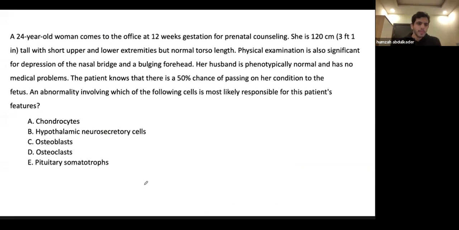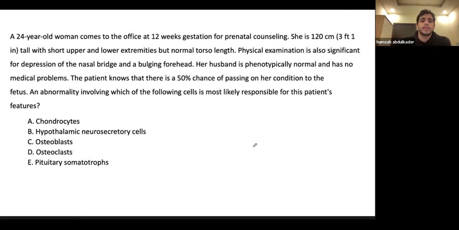A 24-year-old woman comes to the office at 12 weeks gestation for prenatal counseling. She is 120 centimeters, 3'1", with short upper and lower extremities, but normal torso. Physical exam is also significant for depression of the nasal bridge and bulging forehead. Her husband is phenotypically normal and has no medical problems. The patient knows that there's a 50% chance of passing on her condition to the fetus. An abnormality involving which of the following cells is most likely responsible for this patient's features?